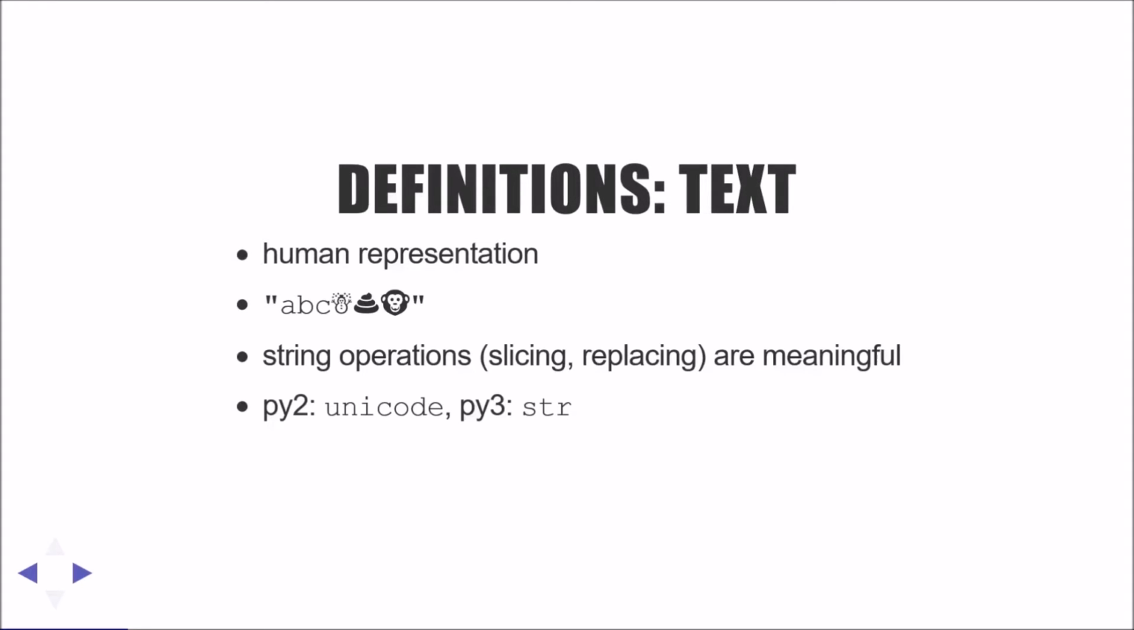The first concept I'll be covering is the two types of strings in Python. The first is text. Text is a human representation of strings. Iterating through text gives you characters. String operations on text are meaningful. That is, slicing and replacing are both safe operations. In Python 2, the text type is called unicode. In Python 3, the text type is called str.